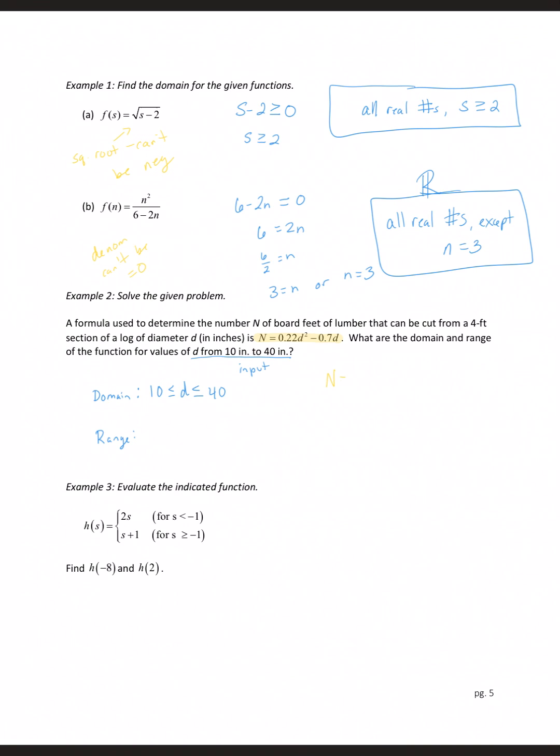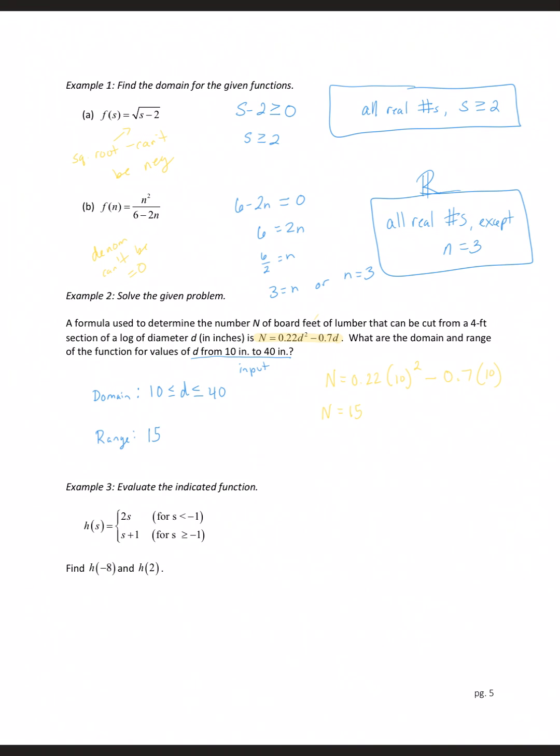So we can say n is equal to 0.22, but instead of d, we want to use the smallest diameter of 10 and square it, minus 0.7 times that smallest diameter. And then we can use our calculator to help us. So we put 0.22 times 10 squared minus 0.7 times 10. And when we calculate that, we're finding an n value of 15. And this would be 15 feet because that's what we're talking about for n. So that is the smallest range value that we will get, meaning that's the smallest output. So now we can start by putting our 15 here.